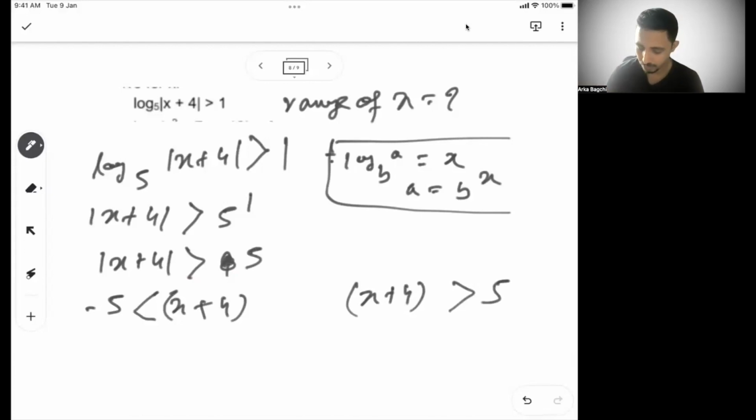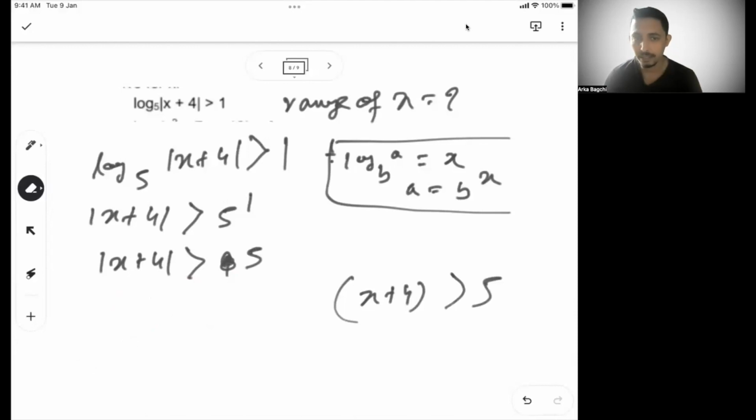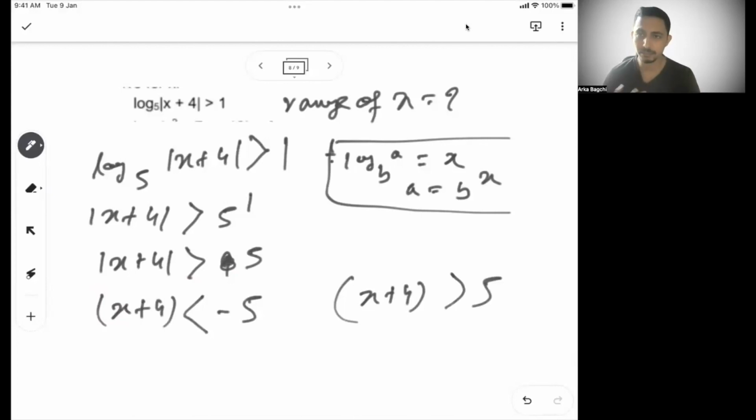So that's why minus 5 has to be less than, or sorry, this is greater than 5. So what I need here is -6, -7, -8, something like that. So x plus 4 has to be less than -5, not -5 less than x plus 4, so that I get -6, -7, -8, and then put it into the modulus, and the value becomes more than 5. So then x plus 4 less than -5, or I can say x less than -9.